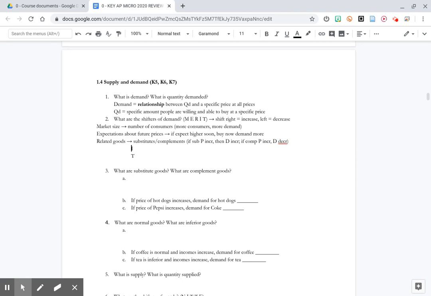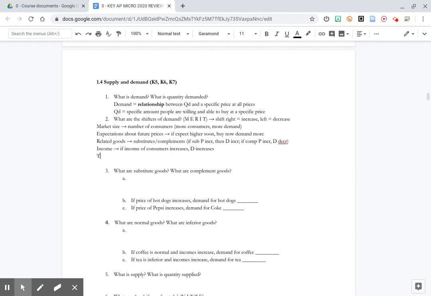And so we would say the demand for hot dogs can be affected by the price of another good. The fourth one on here is income. And this is the idea of the income of your consumers. If income of consumers increases, demand increases. They have more money that they can spend on those goods and services.